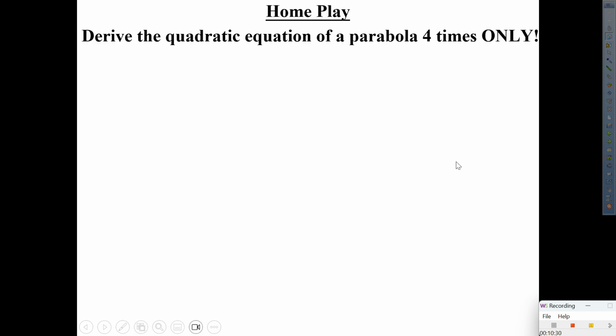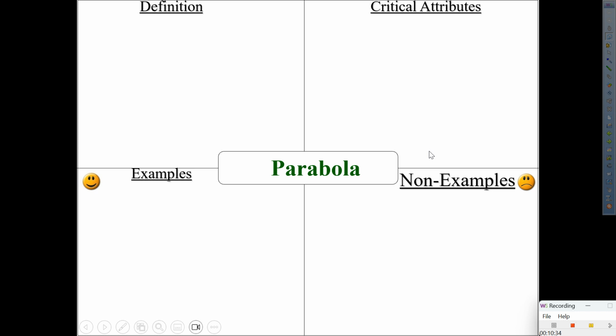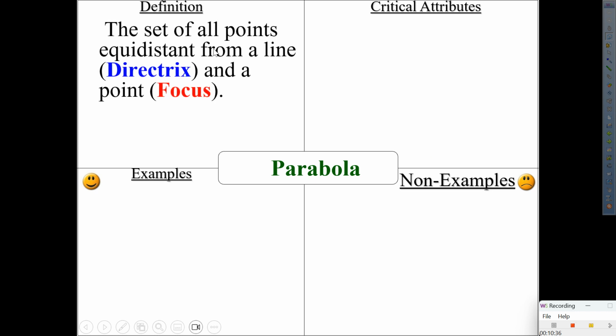What is a parabola? Well, a parabola is the set of all points equidistant. Remind your neighbor what equidistant means. Equal distance, yes. But now instead of just one point like the circle, it's equidistant from a line known as a directrix and a point known as a focus. Copy that? So, the set of all points equidistant from a line known as a directrix, which I did in blue, and a point known as a focus, which is in red.